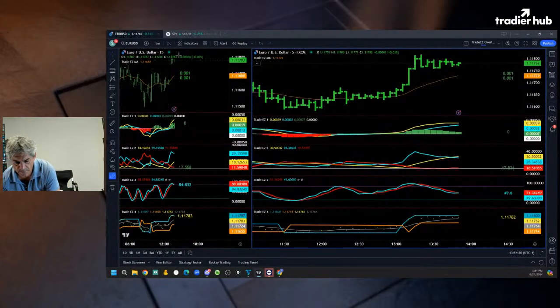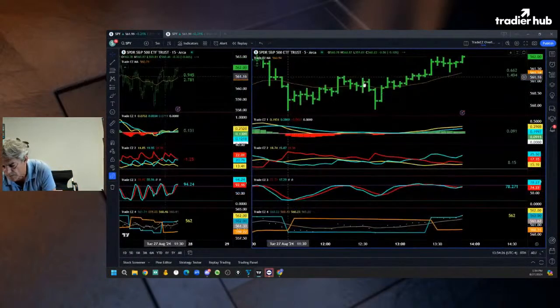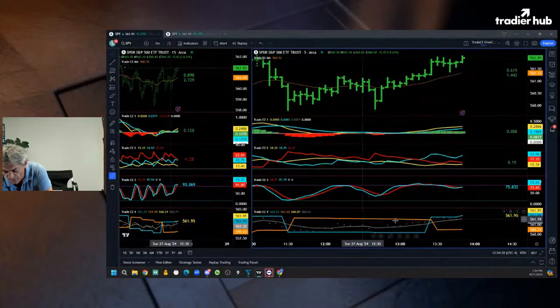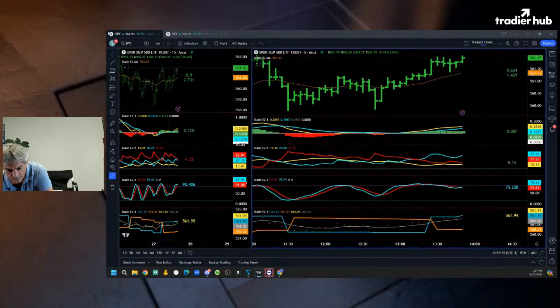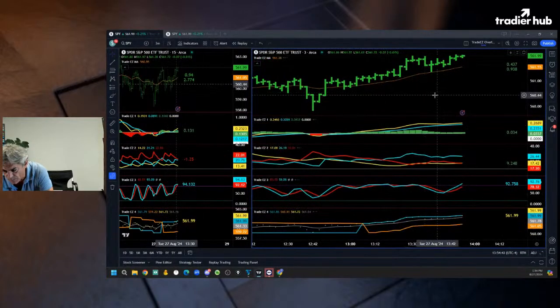I don't know what happened here. Let me bring the spiders back up. So here it is. The 15 reversed to buy. The 5-minute time frame is bullish. This is the pullback right here that I was talking about. And if I switch this to the 3-minute time frame, you'll see why I was looking to buy, even though I missed the buy at one point.